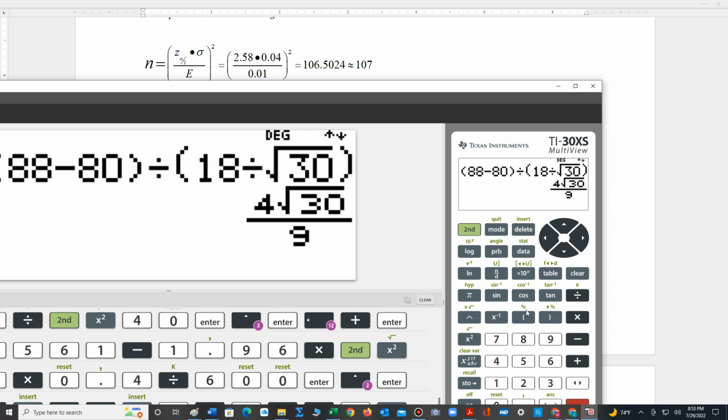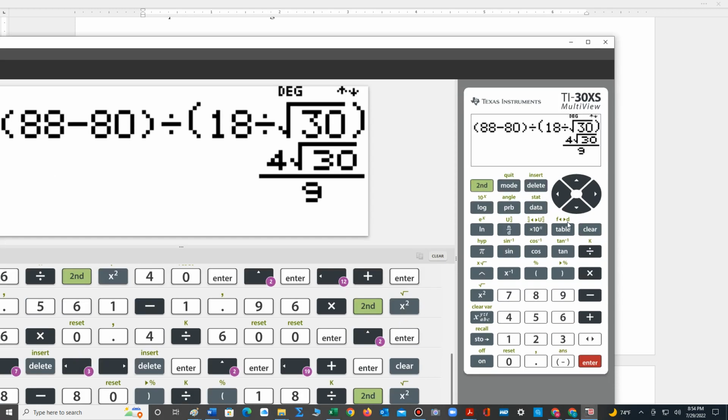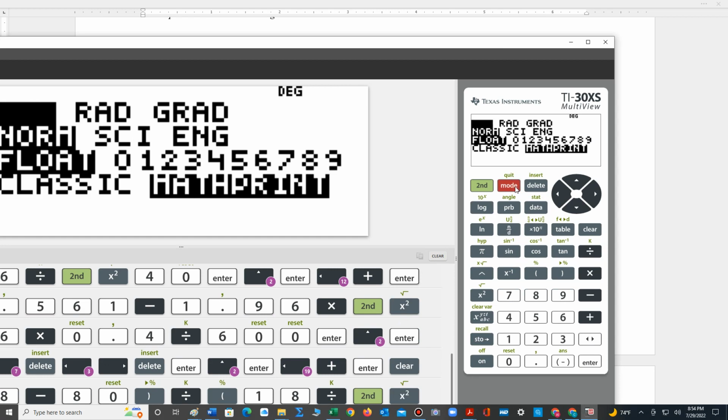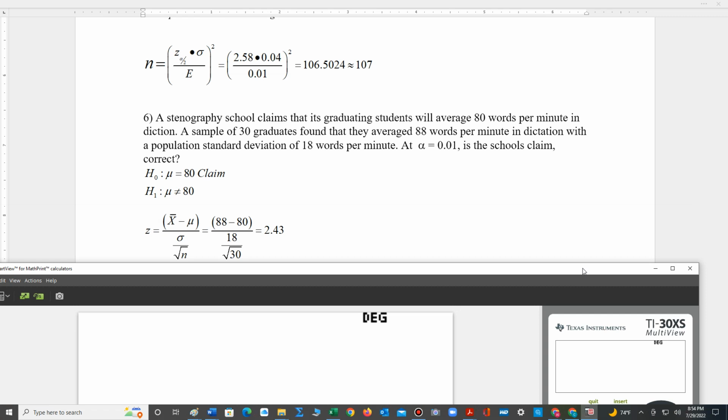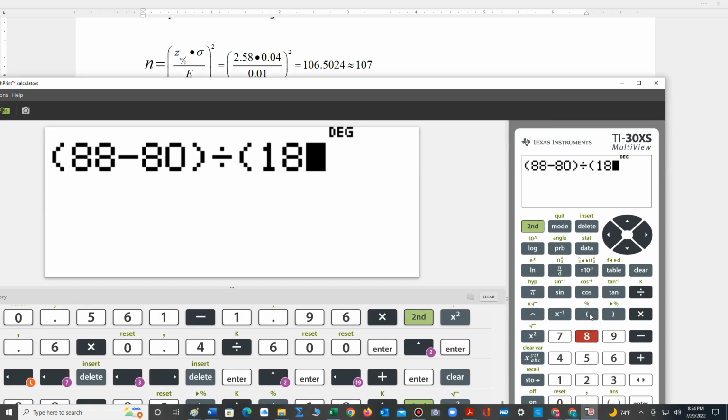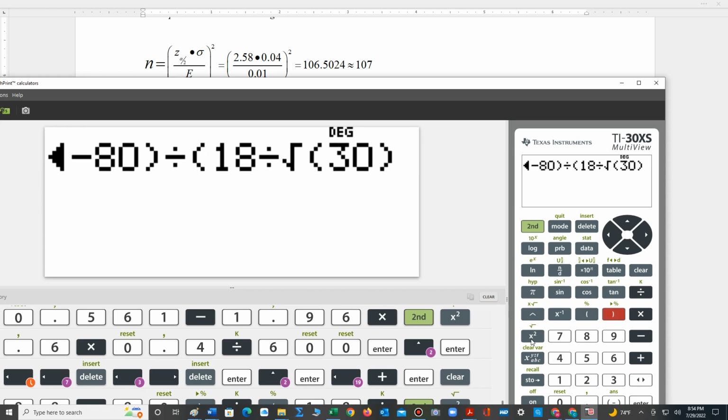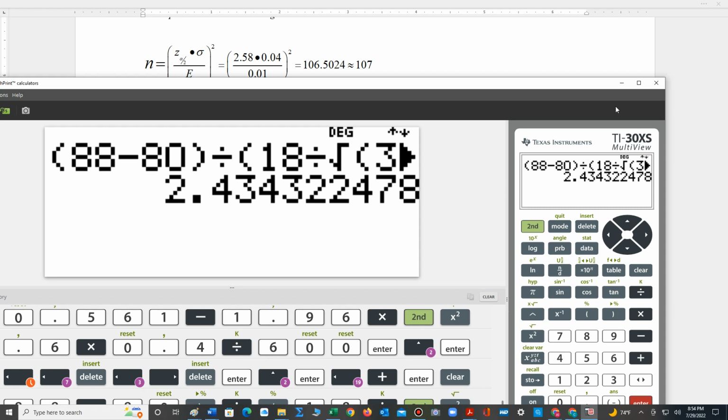We end up with our value, which we need to convert. Let's go to our mode. We want to convert this to classic. So now let's go back to our problem. Let's retype it in again, that way we make sure we get a numerical value rather than a math print value. So 88 minus 80 divided by parentheses 18, that's divided by the square root of 30. Hit enter and we get 2.43.